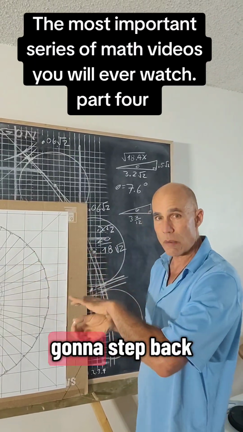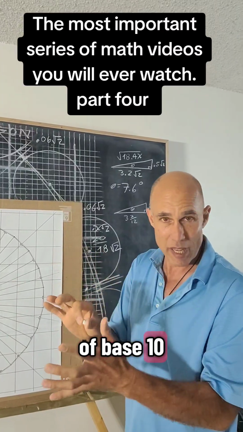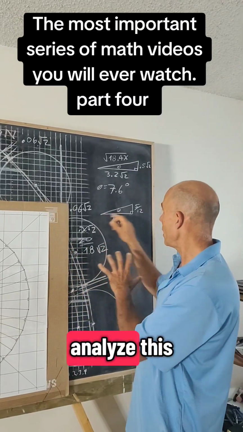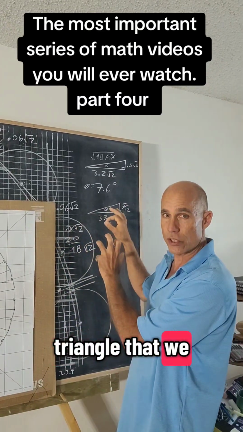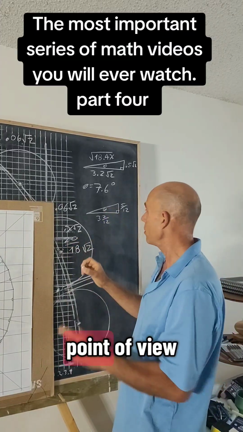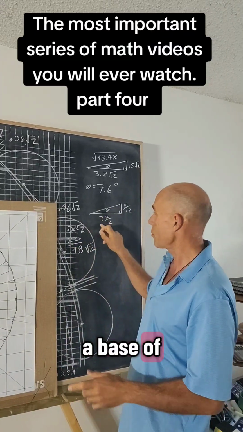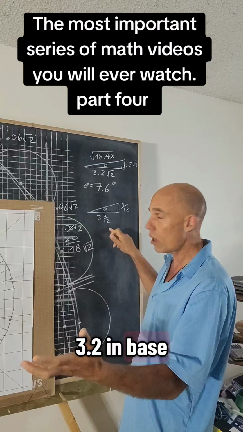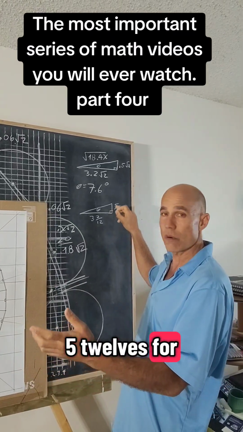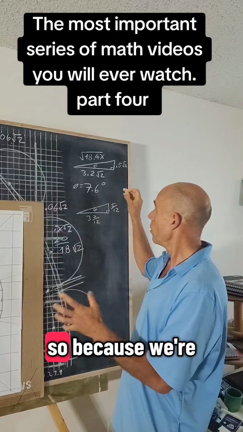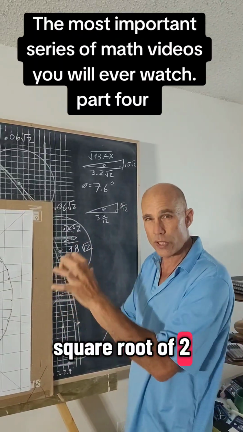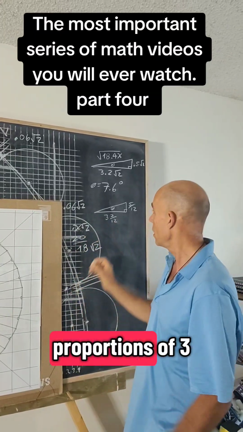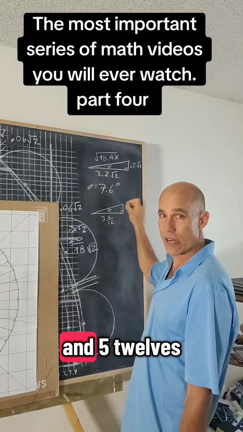Now we're just going to step back into the world of base 10. It's all base 12, obviously. And we're going to analyze this triangle that we just created from a base 10 point of view. So it has a base of 3 and 2/12, 3.2 in base 12, and then 5/12 for our 0.5 root 2. Because we're in units of square root of 2, we can cancel those out, and we just have the raw proportions of 3 and 2/12 and 5/12.